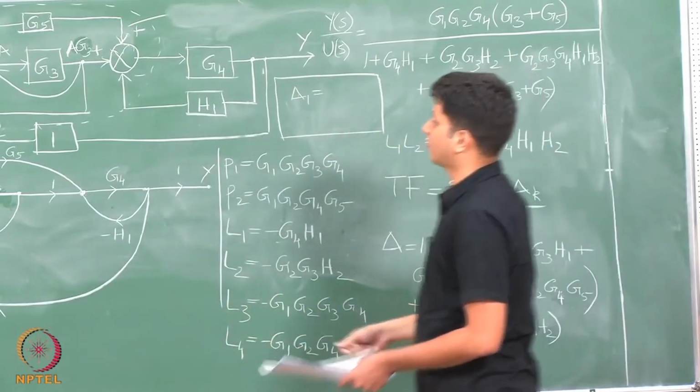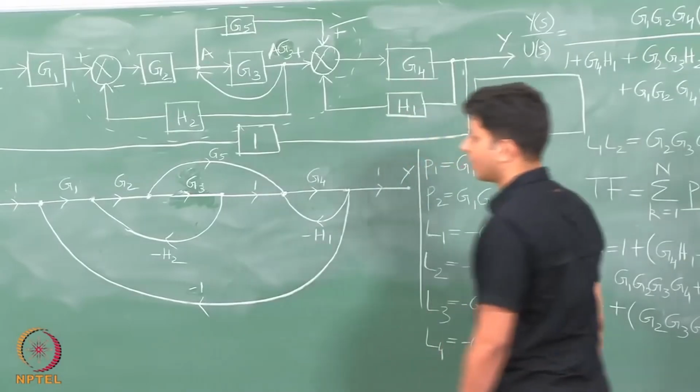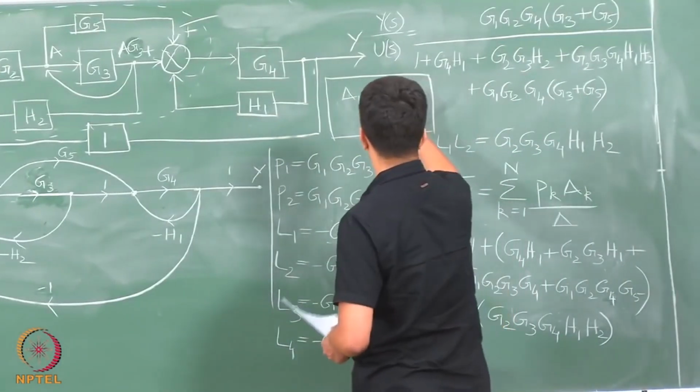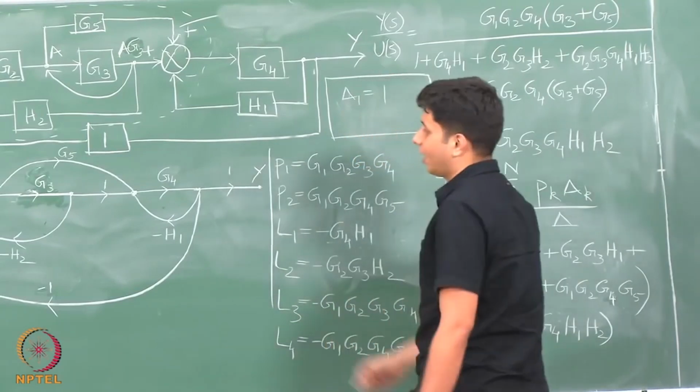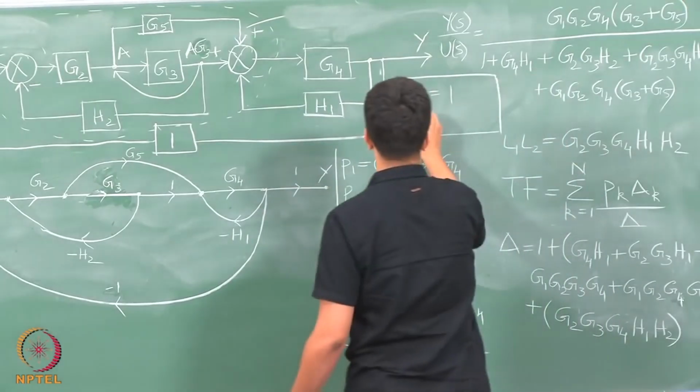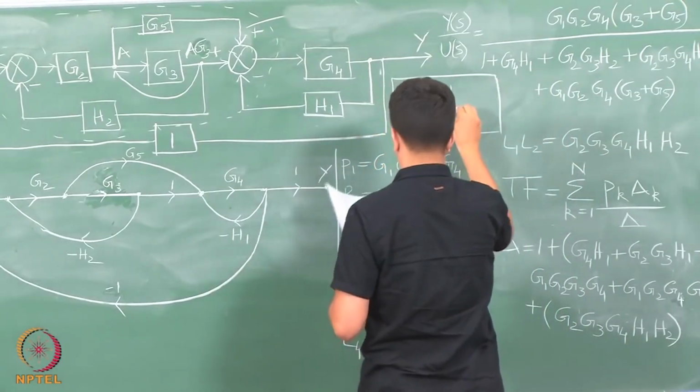If I take the first forward path, there is no loop that is actually not touching that forward path. So, my delta 1 is simply 1, and even if I take the second forward path, this case is the same. So, my delta 2 is also equal to 1.